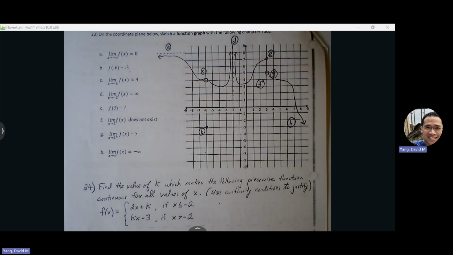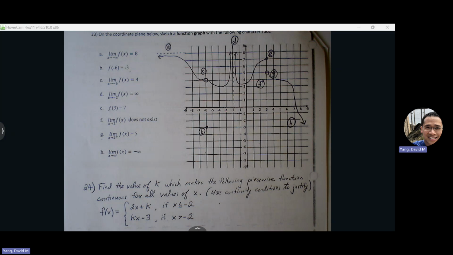What you don't want to do is make the graph look like this. If you make the graph look like that, then you're making the limit exist. If you just put a hole there, that's not going to fulfill that condition. Any questions about grading the graph?